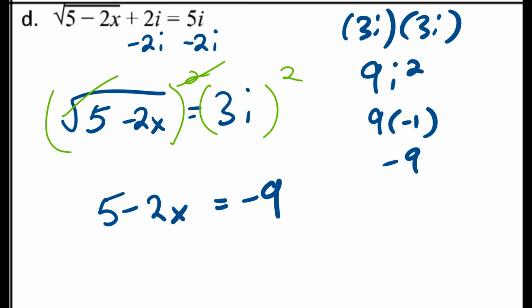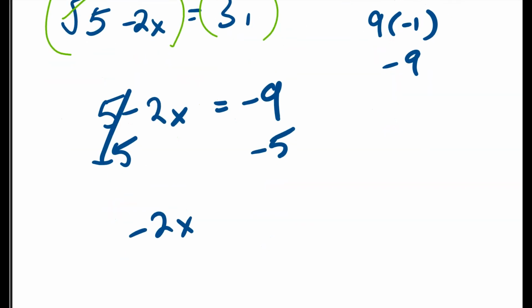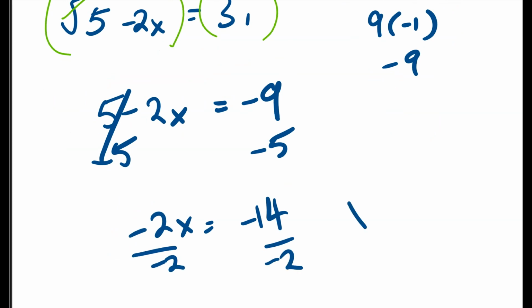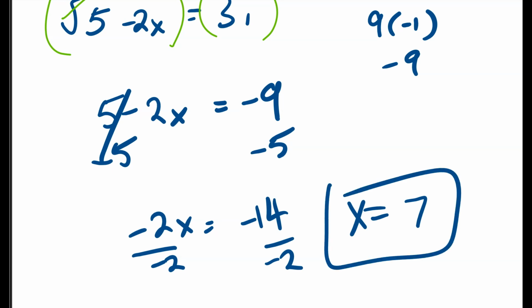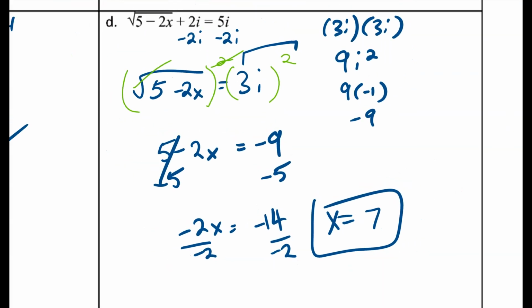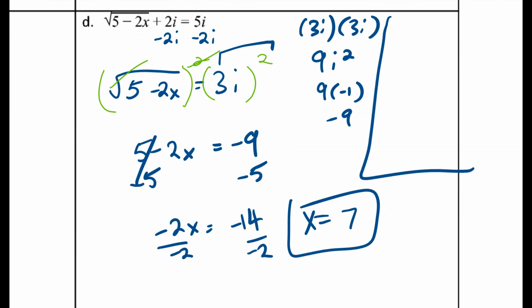And your calculator's smart enough that you could plug this straight into your calculator, 3i squared, and it would spit out negative 9 if you weren't sure. When I finish solving this, I subtract 5 on both sides. I get negative 2x equals negative 14, and when I divide out that negative 2, I get x equals positive 7. And again, you should always plug that back in to check, and when I do here, something interesting happens.